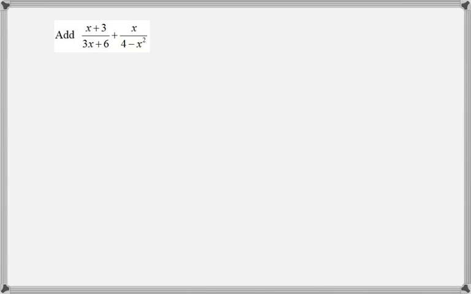Here we're being asked to add two rational expressions or two fractions. First thing you need to do in adding rational expressions is get a common denominator, and to do that you'll really want to factor all of the denominators.